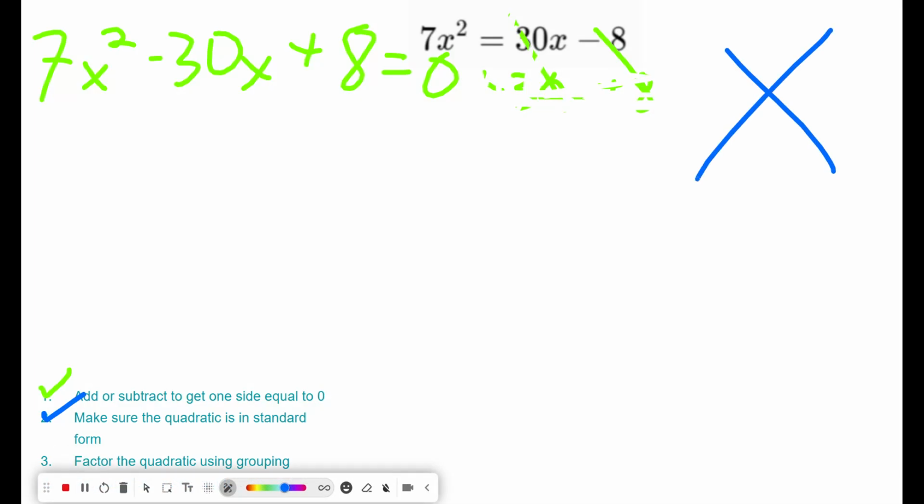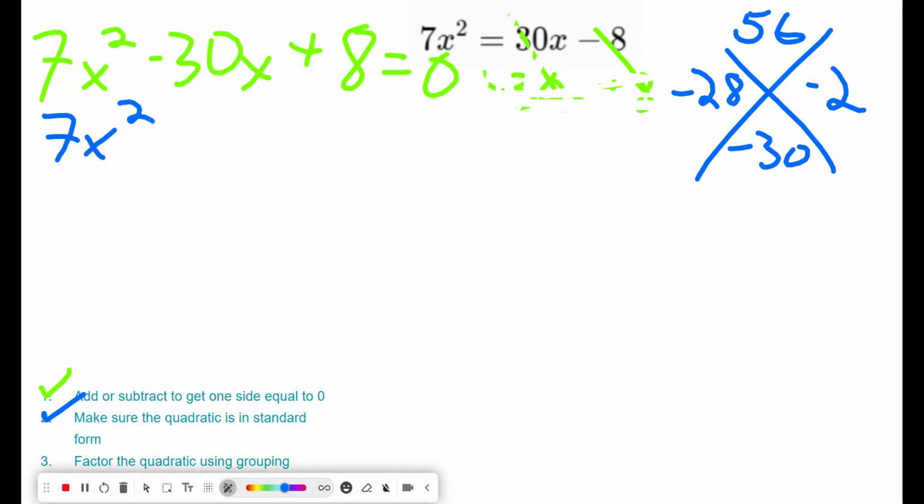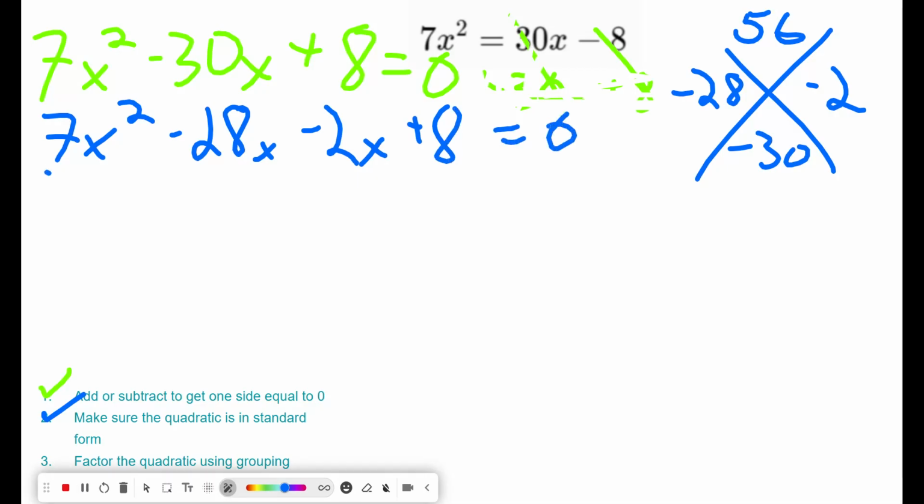All right, let's use our x here. 7 times 8 is 56, and we've got negative 30. So once again, both those numbers are going to be negative to add to negative 30 and multiply together. I think that's going to be negative 28 and negative 2. All right, let's group those together. I'm going to put the negative 28 with the 7 because I like how that's going to work out. Minus 2x plus 8. That does still equal 0.